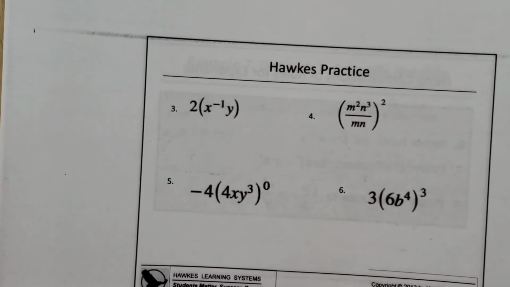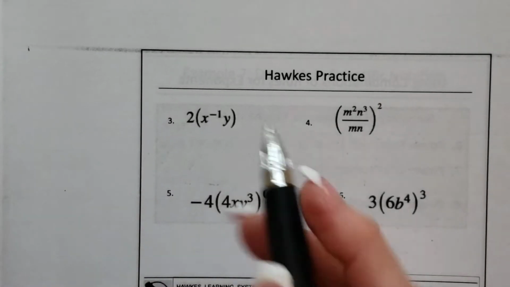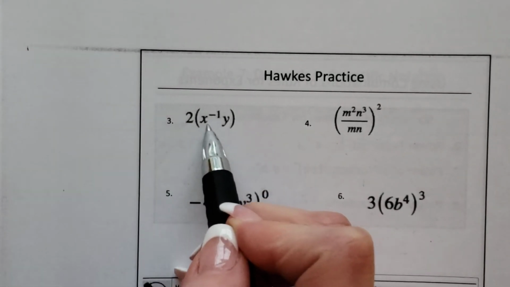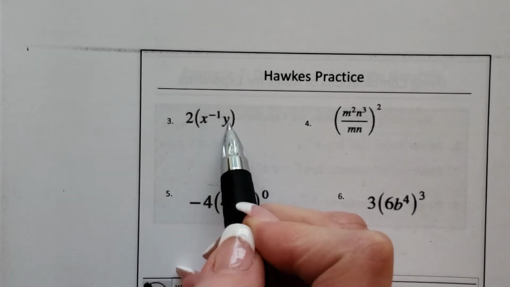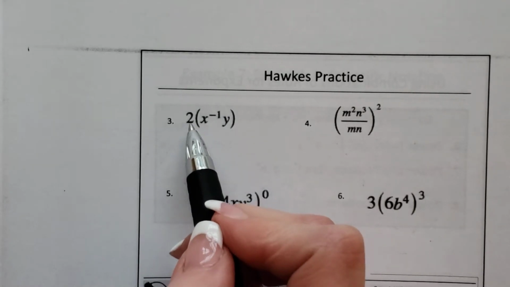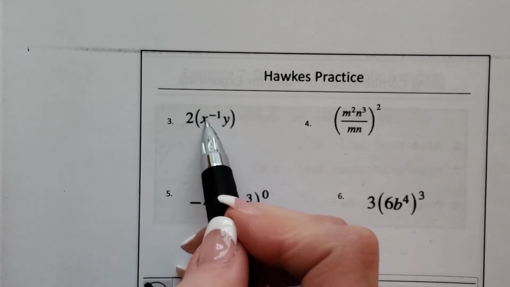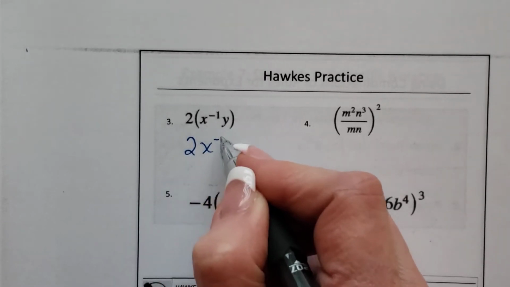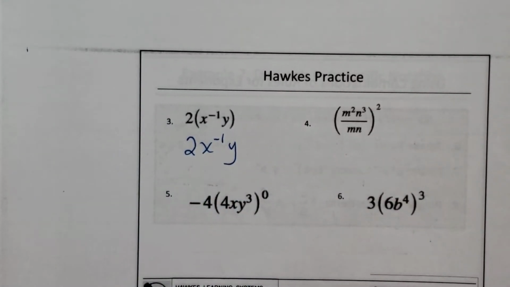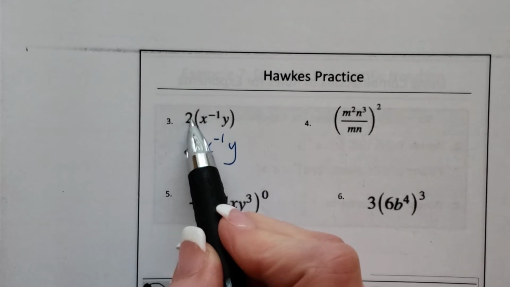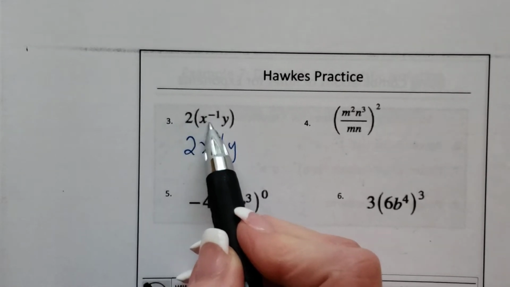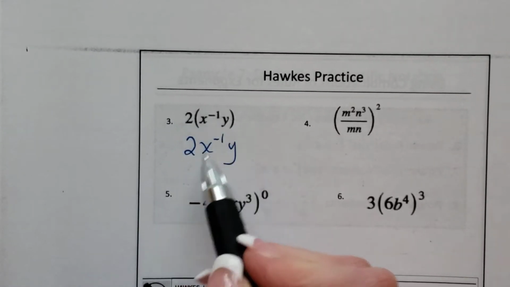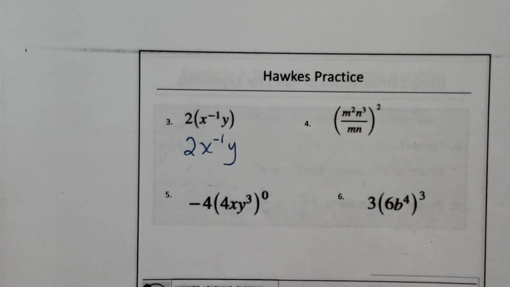All right, so now this is all a single term because there's no plus or minus sign separating these. So when I multiply 2 times all of this, my answer is 2x to the negative first y. This is not an exponent. This is just 2 times everything in the parentheses. So the 2 is just attached to the front.